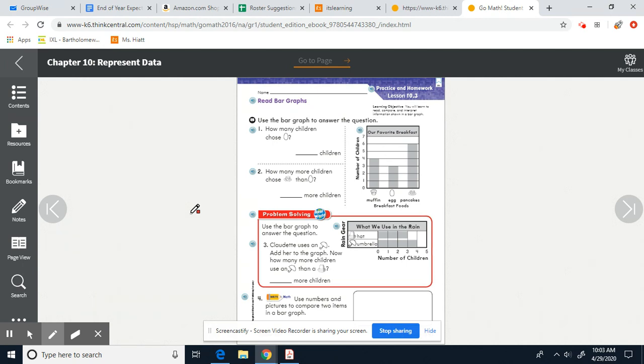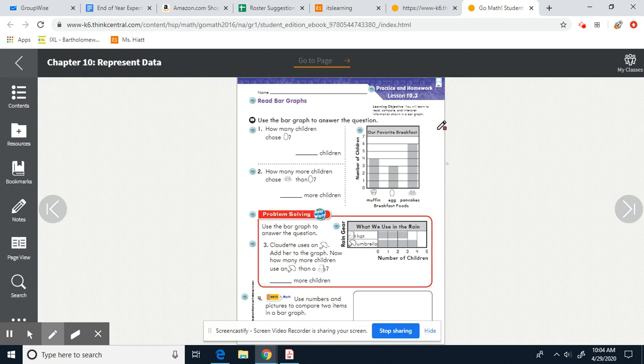So up here, this graph is about our favorite breakfast, and it looks like some people answered what their favorite breakfast was. The number of children, so some kids answered, and we've got muffins, eggs, and pancakes, the different breakfast foods. Okay, so we're going to answer these questions. So how many children chose eggs? And you can see the picture right here. And so I want you to think about that for a second.